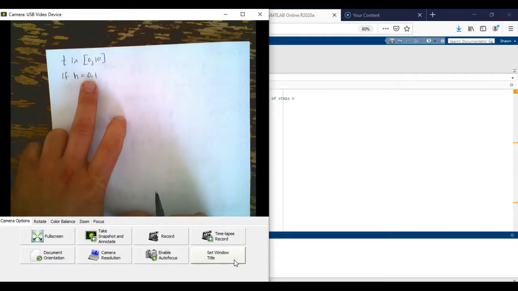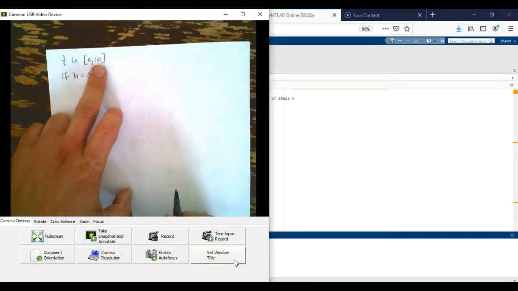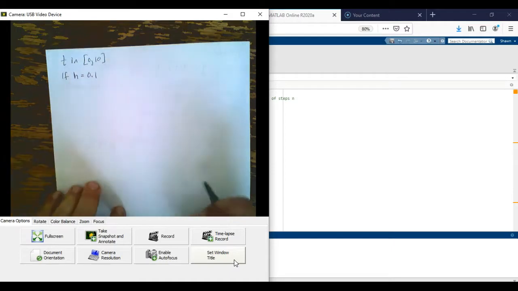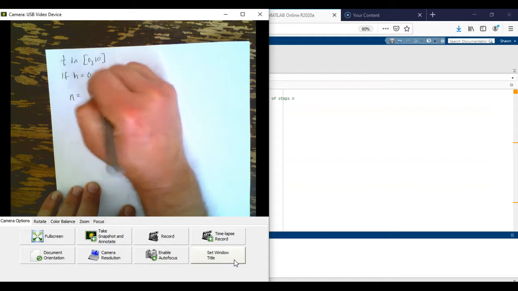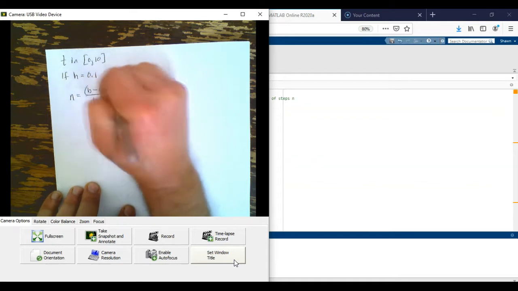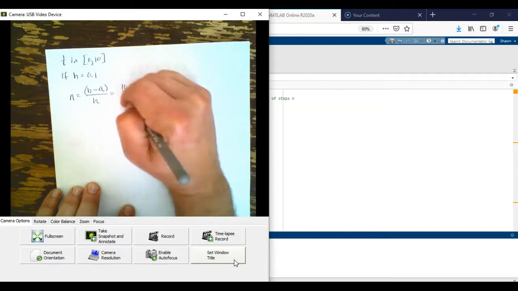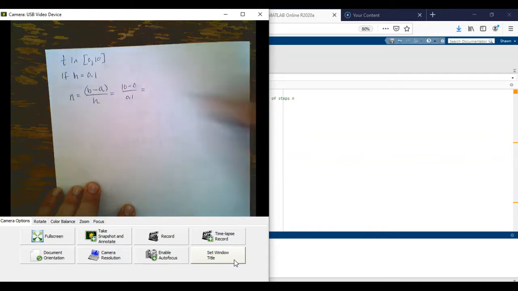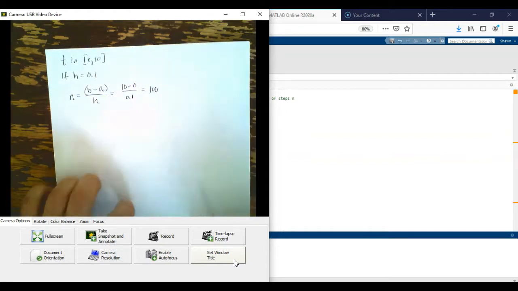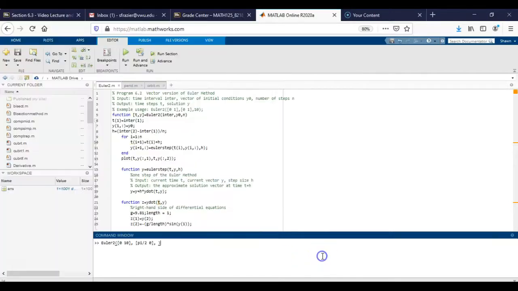Well, it would take 10 steps to get from 0 to 1, right? 0.1, 0.2, 0.3, 0.4. So here it would take 100 steps to get from 0 to 10. And we can get that simply by taking the number of steps, which would be (b minus a) over h. So that would be (10 minus 0) over 0.1, which is 100. Okay. So let's try it out with 100 steps first.